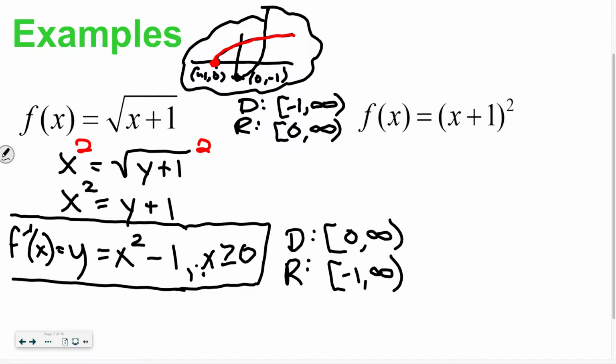Okay, let's look at f of x equals the quantity x plus 1 squared. Think about function yoga. You should be able to picture this in your mind. This is what parent graph?